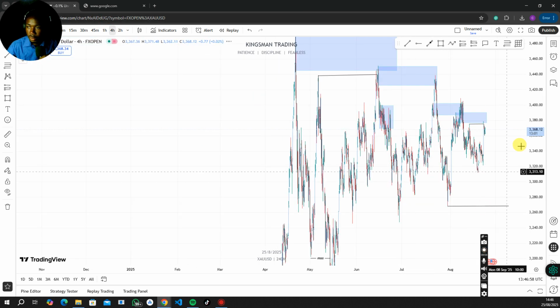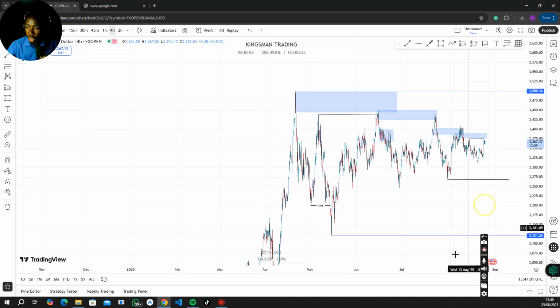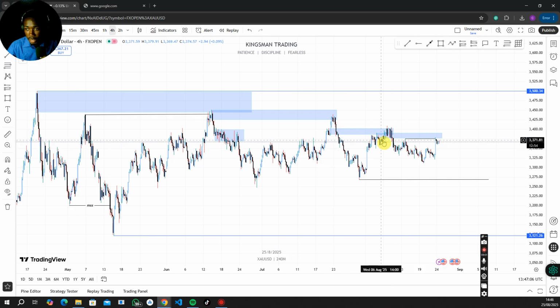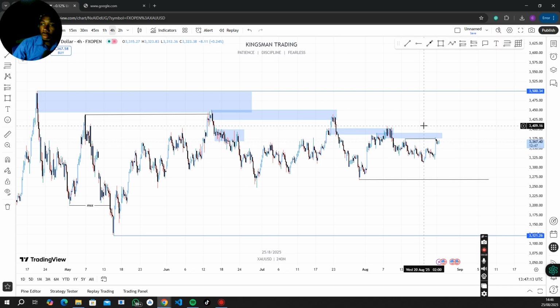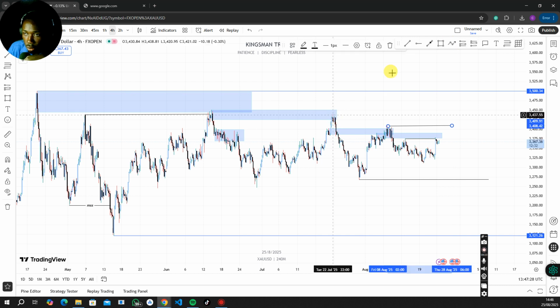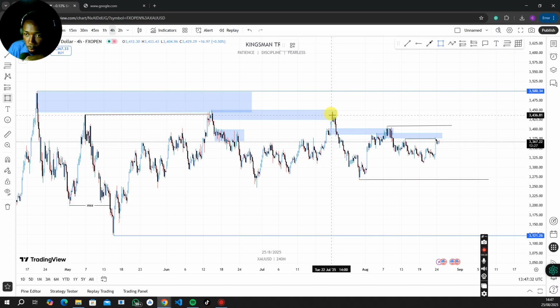Price has had this failure swing, and every sell side liquidity has been taken out, including every unmitigated zone has been mitigated, except for this one. Now, let me tell you guys something. Now look at this. Most people can mark up their chart like this. This is going to be their inducement, and then they'll call this zone. They'll pick out this particular order block as their POI.